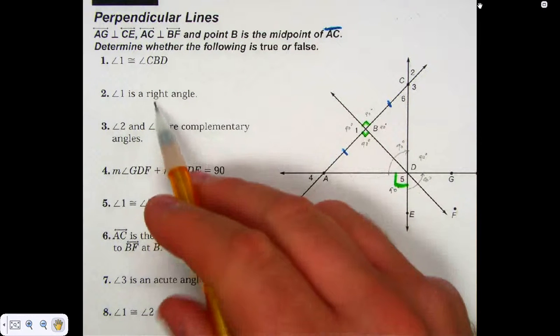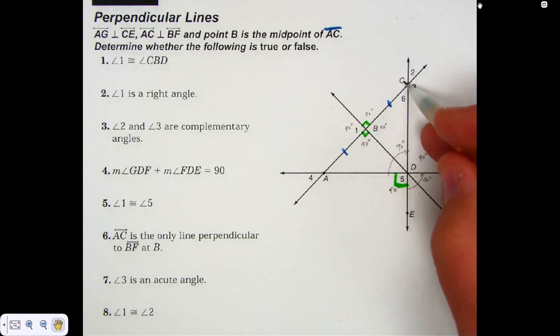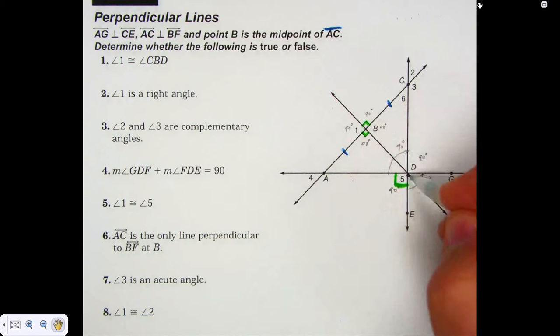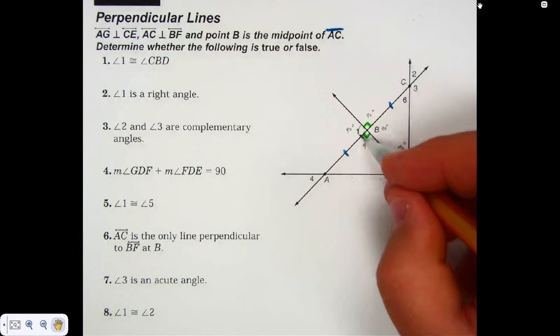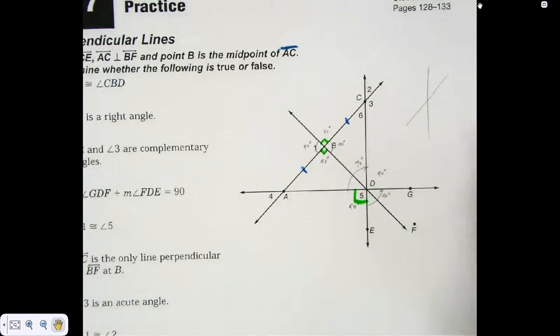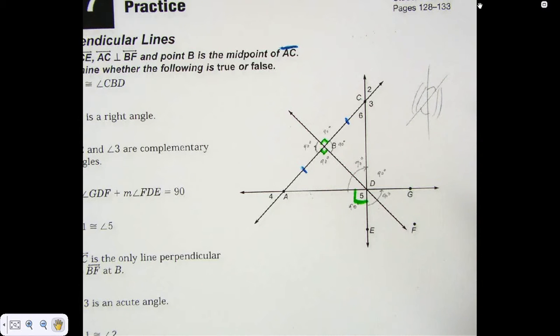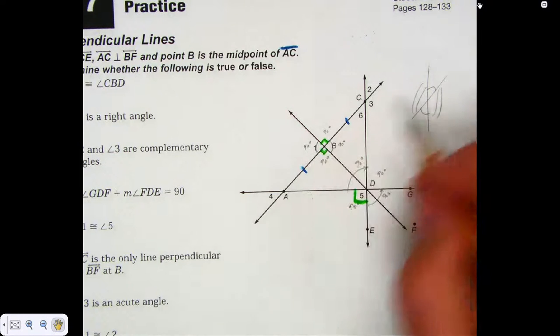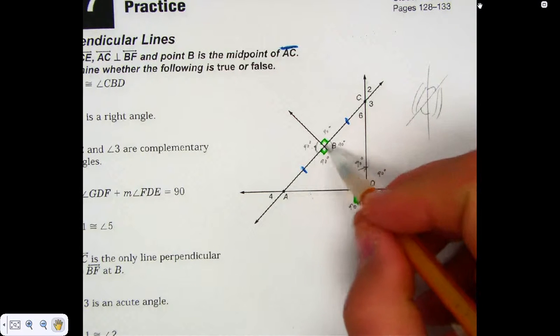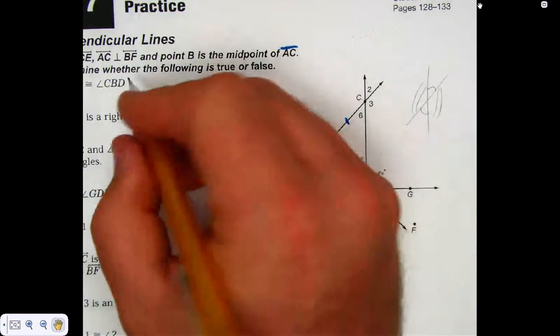Angle 1 is congruent to angle CBD. C to B to D. Is that true? Are these two congruent? Yeah. They're true. They're congruent for a couple of reasons. Anytime two lines intersect, what do I know about the opposite angles? They're congruent, aren't they? So these are congruent because they're vertical angles. These two are also congruent because we just stated they're all 90, didn't we? So what's the answer here?